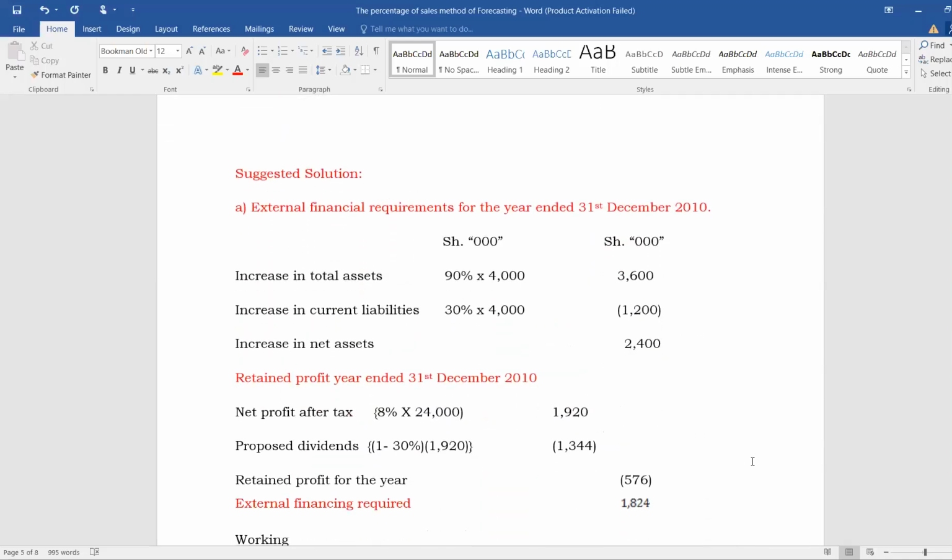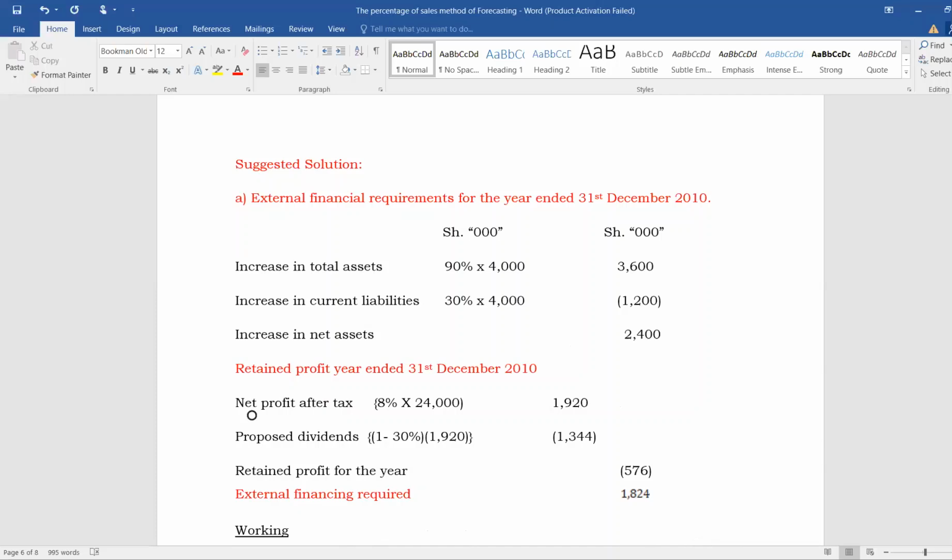So 8% of what now? Is it 24 million, which is total sales for the year 2010? 8% of 24 million is how much? 1,920. Those are the forecasted net income for the year.